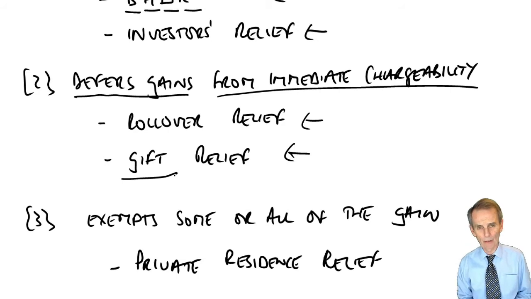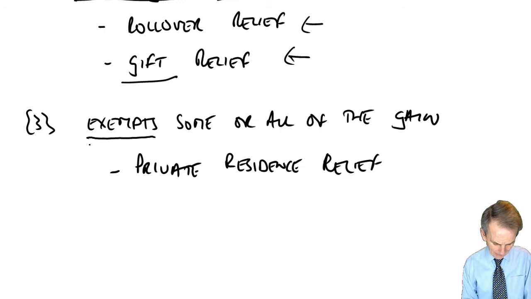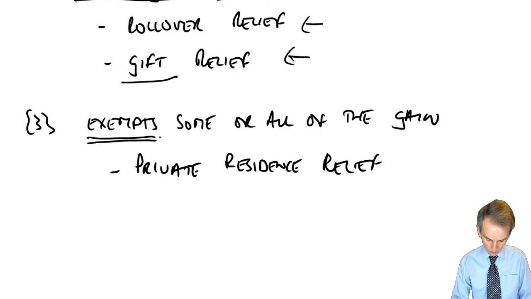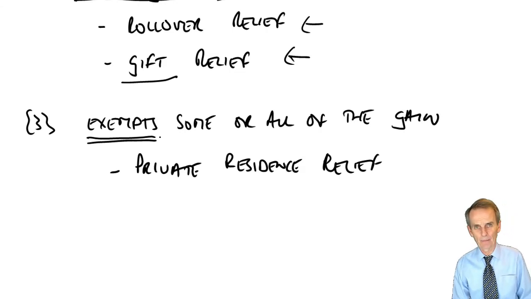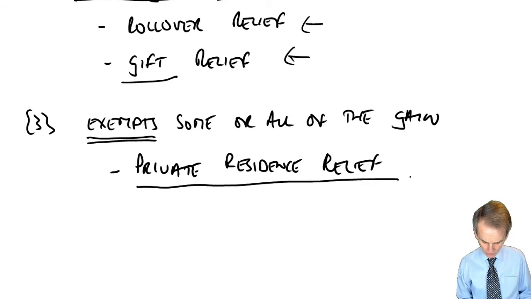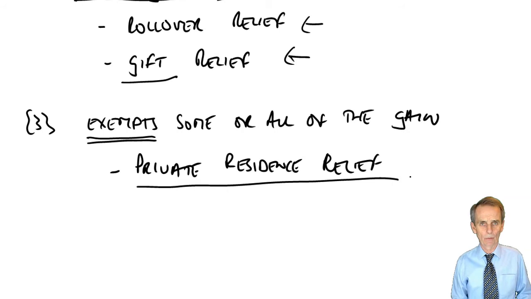So both of those reliefs, rollover and gift, are deferral reliefs. And the best type of relief we could ever have is this one. A relief that exempts either some, or even better, all of a gain made. And that is where this one, private residence relief, comes into play. Now, we've mentioned this before.